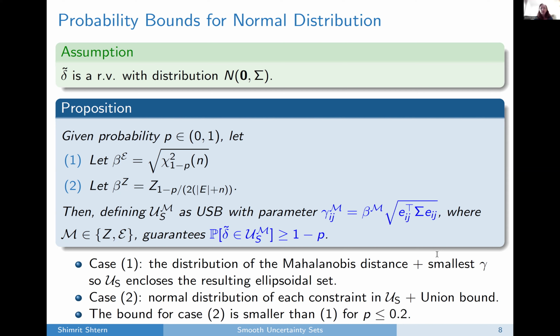Surprisingly, though, although in the second case we take a much larger percentile than in the first case, it actually results in a smaller uncertainty set. So beta is actually smaller for the second case if p is smaller than 0.2. So for small enough p, or for actually good guarantees, we would want to use the second and not the first result.